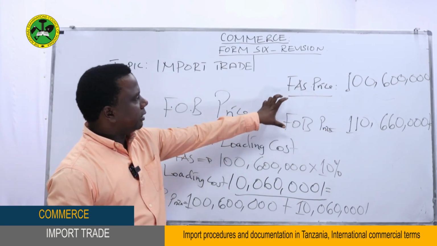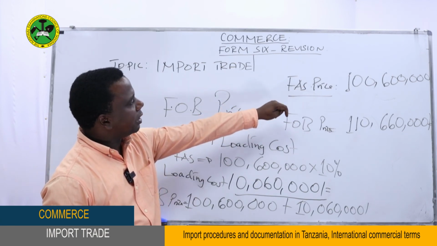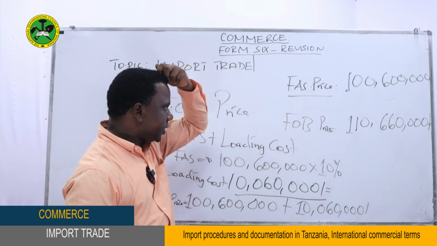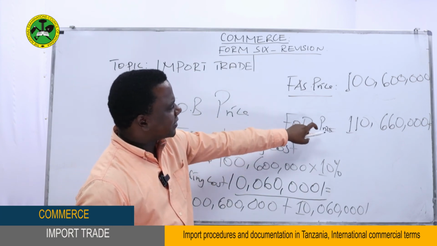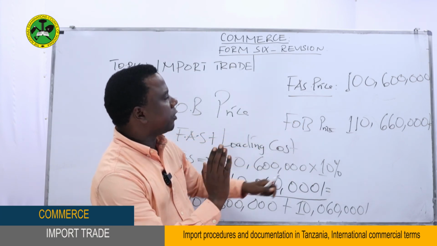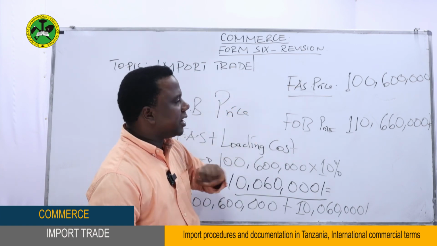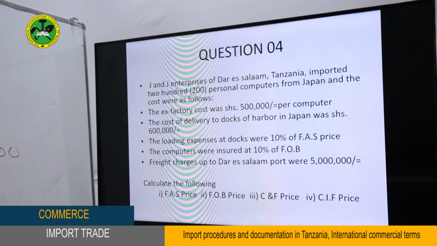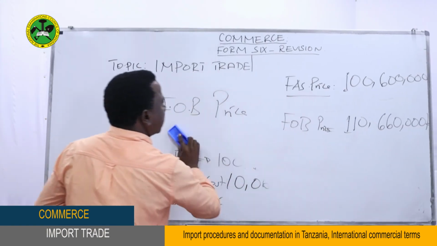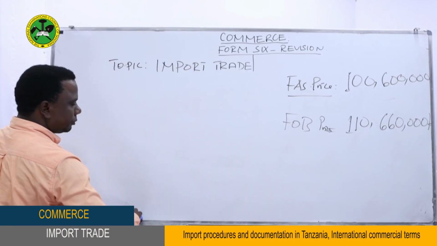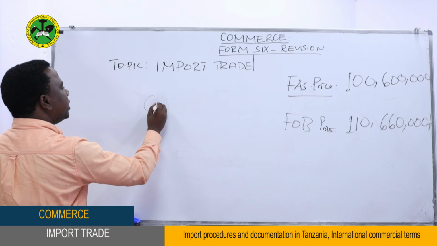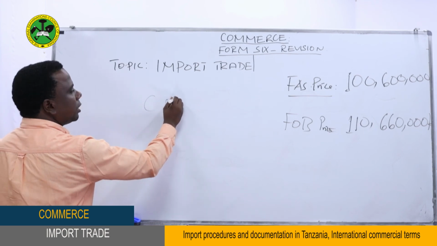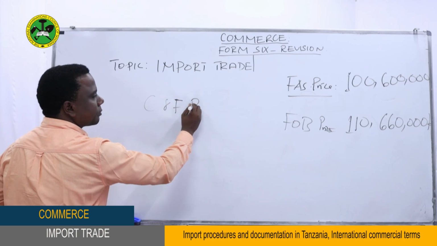So as you can see here, you have the first price of 100,600,000, and the FOB price increases. As you can see, the FOB price will be greater than our first price. Now another Incoterm you have to calculate is the C and F price. So this is very simple.